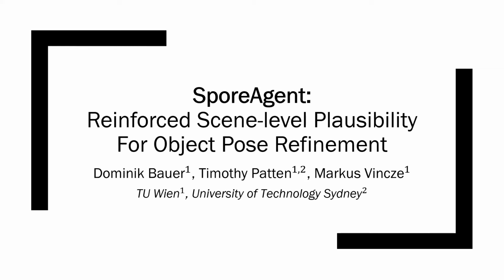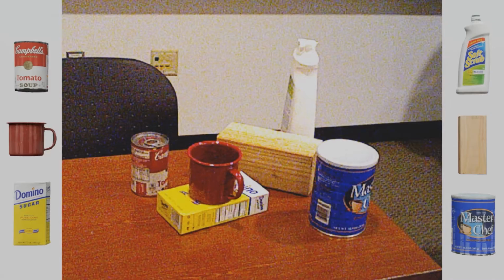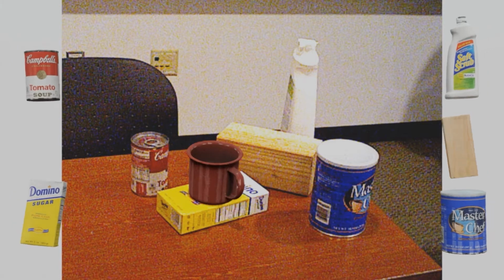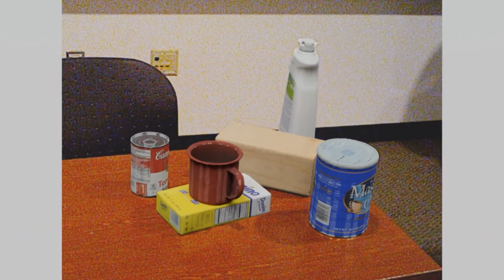Hi, my name is Dominik and I would like to introduce our work on reinforced scene-level plausibility for object pose refinement. The task of pose estimation is to determine an object's 3D location and 3D orientation with respect to the camera, potentially dealing with multiple interacting objects in the observed scene.